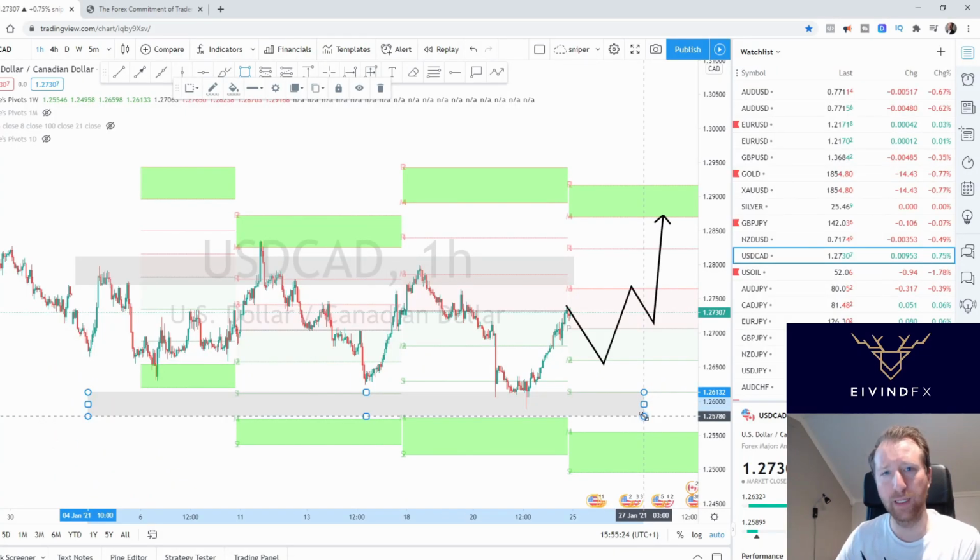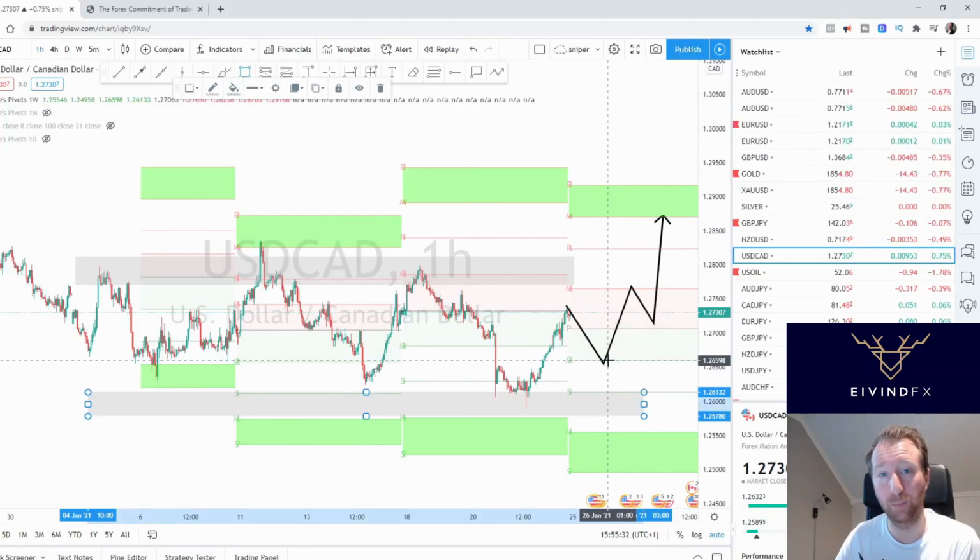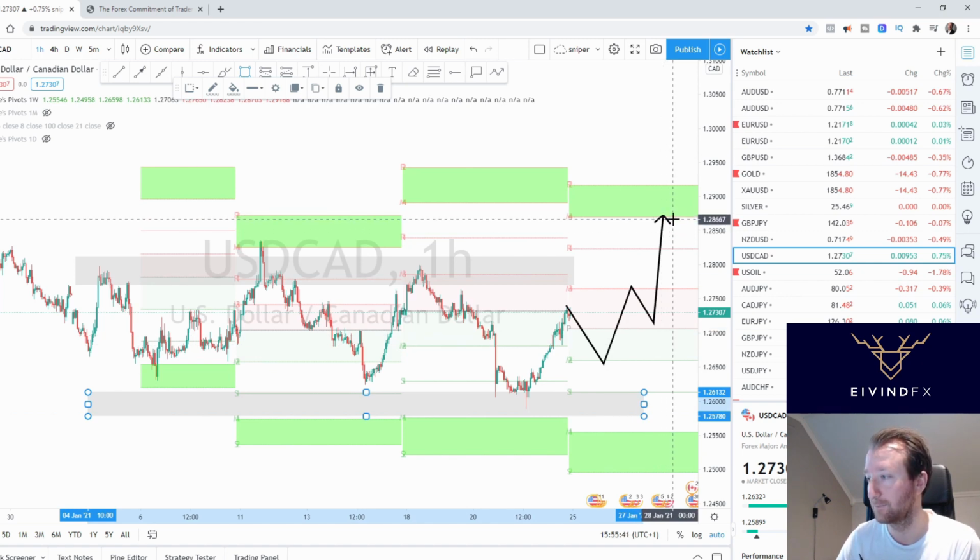So for next week, I'm expecting USD CAD to maybe come down to 26.60. If it comes, that would be the perfect price to start buying again, make a new higher high, pull back to 27 again, and then rise all the way up to 28. All of these pairs can go without any pullbacks at all.